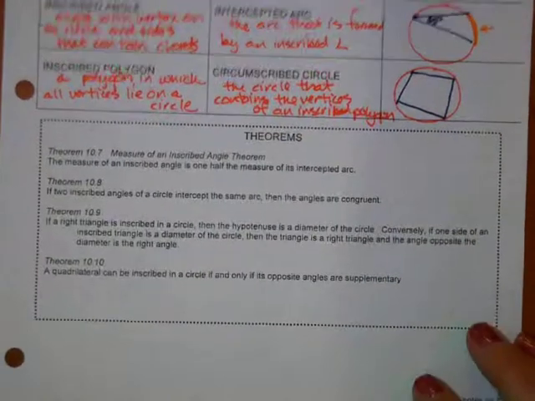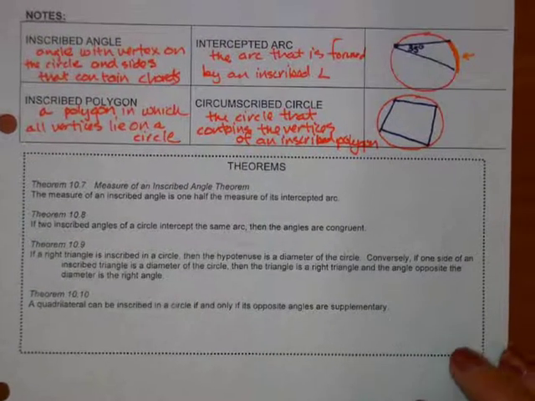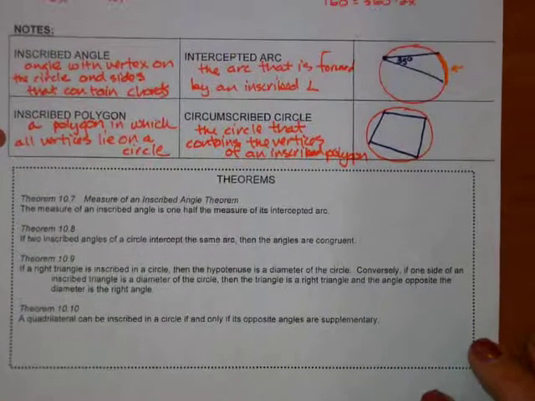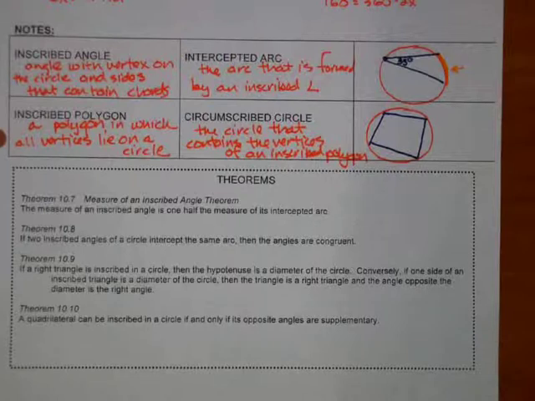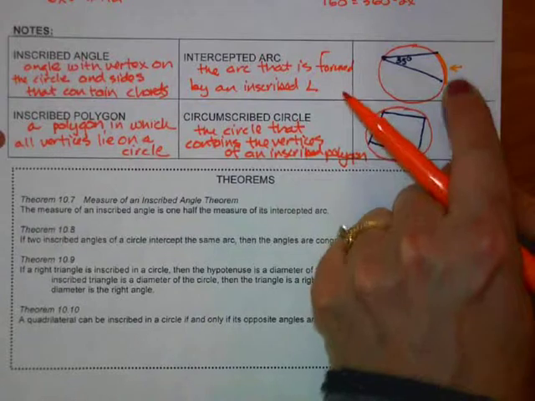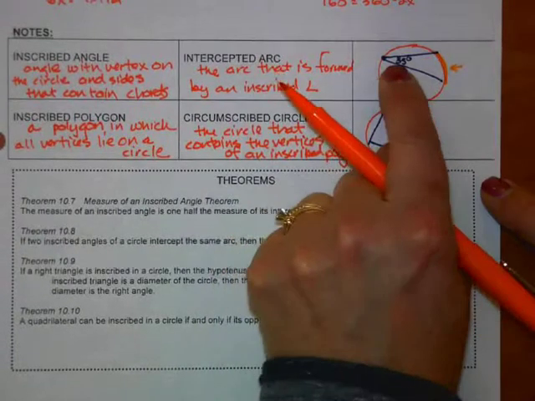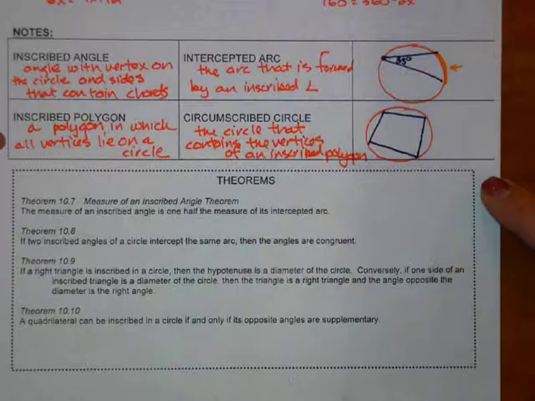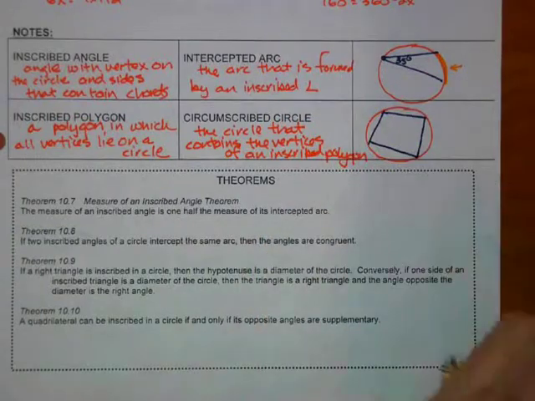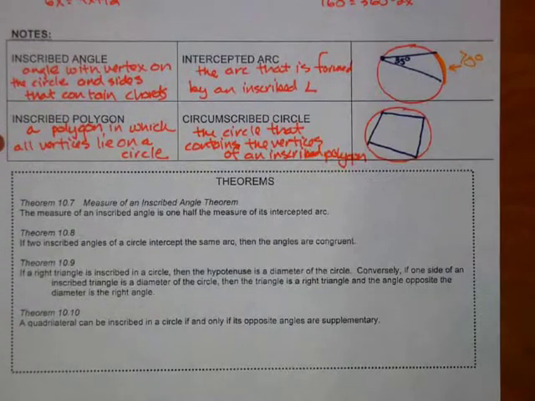The measure of an inscribed angle theorem. The measure of an inscribed angle is 1/2 the measure of its intercepted arc. Oh, we have an inscribed angle right here, and here's the intercepted arc. So if this is 35 degrees, this theorem then says that this arc is actually how many degrees? 70. Now, you think, oh, that's kind of weird, isn't it?